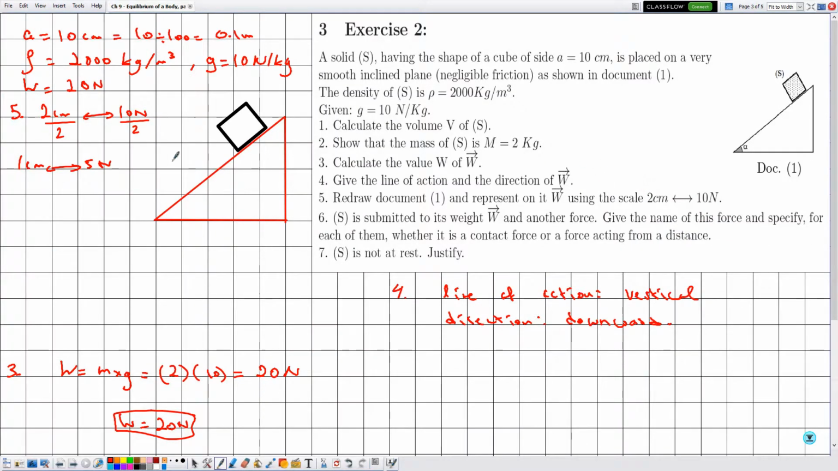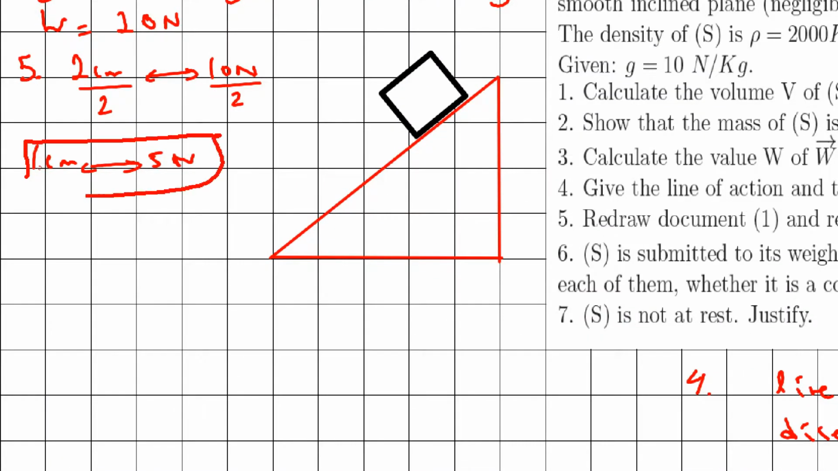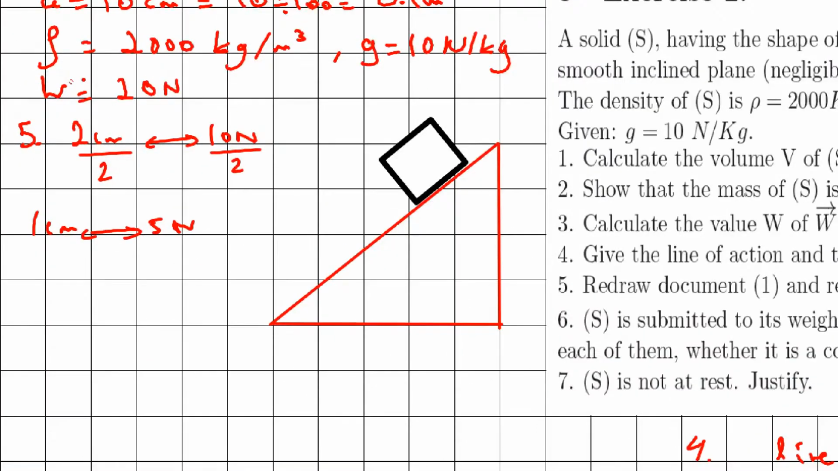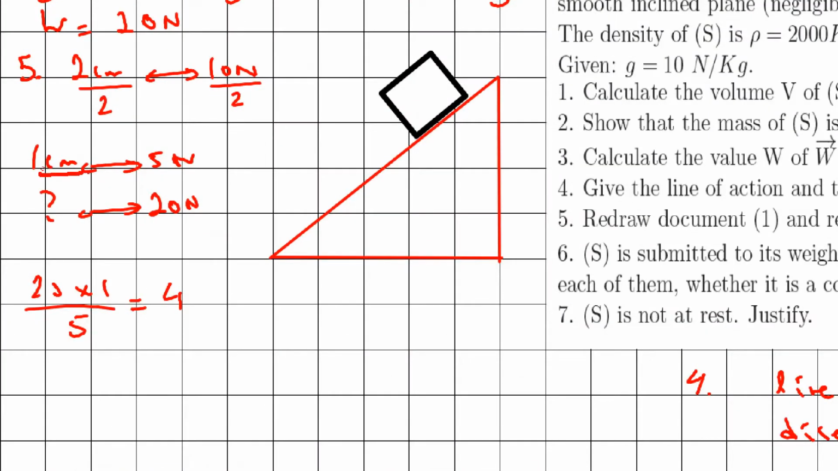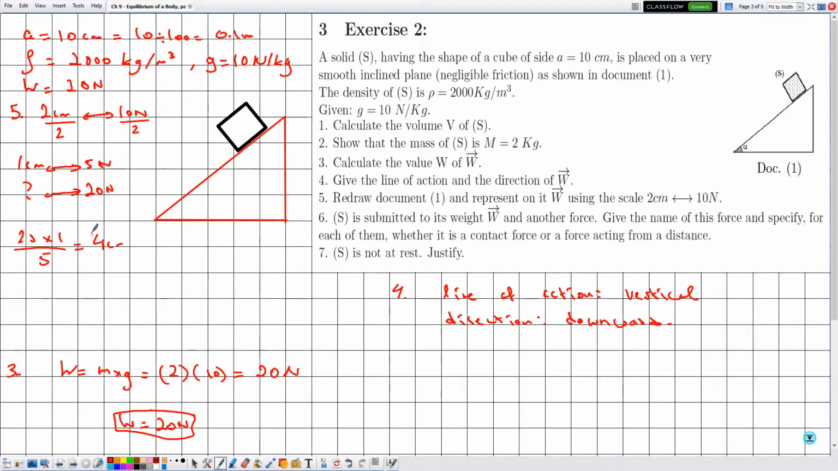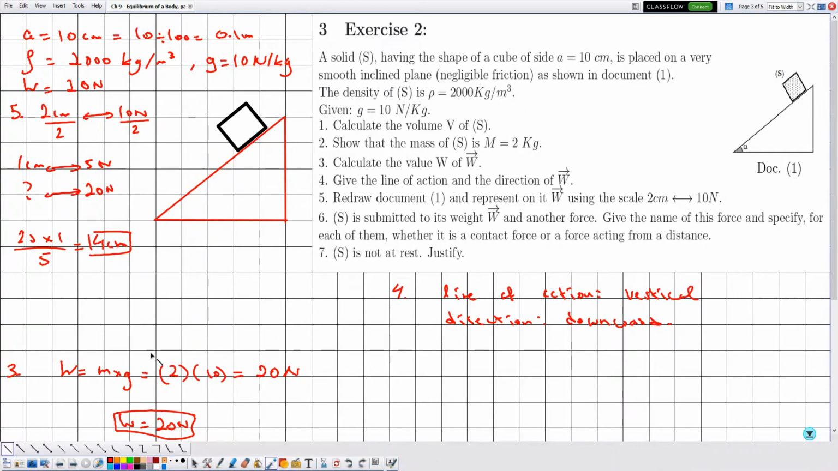And now we are ready to use this scale in order to represent this vector, the vector W of magnitude 20 newtons. Then 20 newtons under 5, what is the length of this vector? If we cross multiply, then 20 multiplied by 1 divided by 5 is equal to 4. Because it is in centimeters, its length is given by 4 centimeters. And we know that always the weight is represented from the center of gravity G.